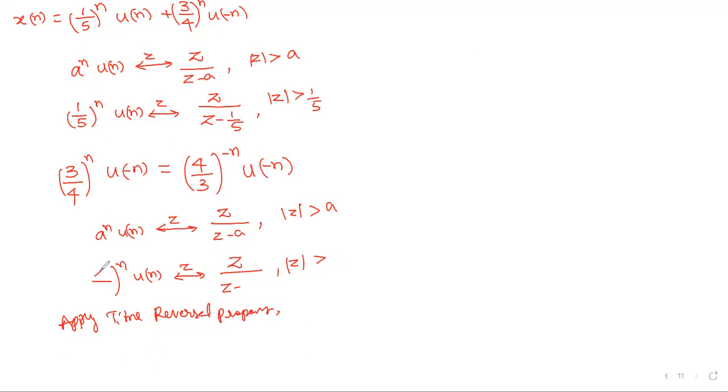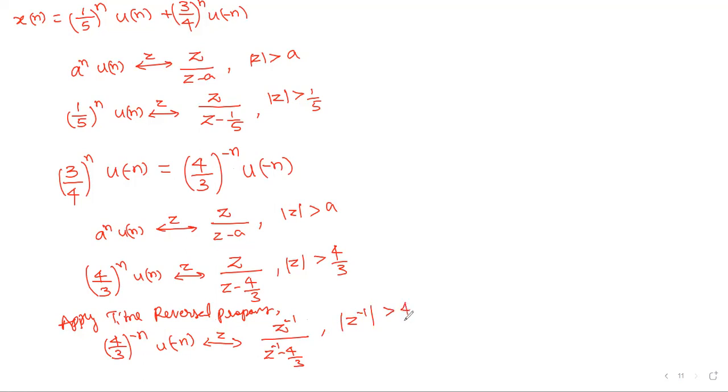Now (4/3)^n u[n] has the Z transform z/(z - 4/3), with |z| > 4/3. Now (4/3)^(-n) u[-n]: what is the Z transform? It will be z/(z - 4/3), the same thing. What we need to do is, in the place of n we write minus n, and in the place of z we write z to the power minus 1. So |z^-1| > 4/3.